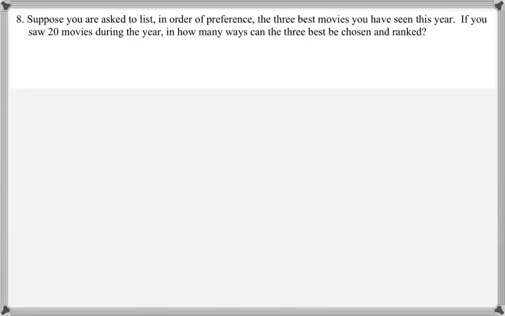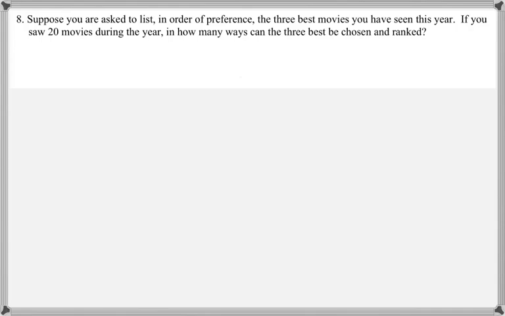Suppose you are asked to list in order of preference the 3 best movies you have seen this year. If you saw 20 movies during the year, in how many ways can the 3 best be chosen and ranked? So we need to decide if this is a permutation or a combination.